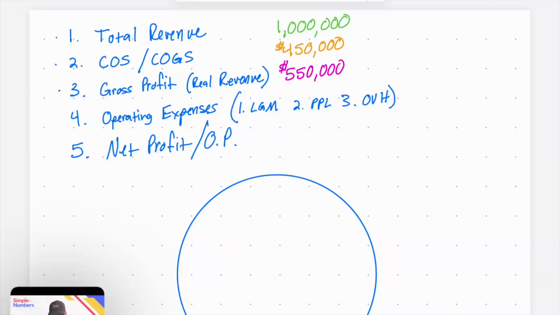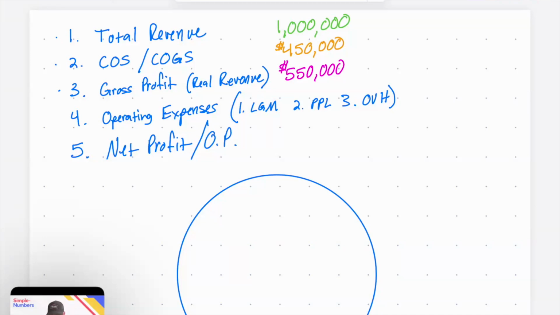$550,000. We started with $1 million. We paid out $450,000 to the agents and broker. We were left with $550,000 that hit our bank account. We now have to do 2 things with that money: pay our bills and pay ourselves in profit.